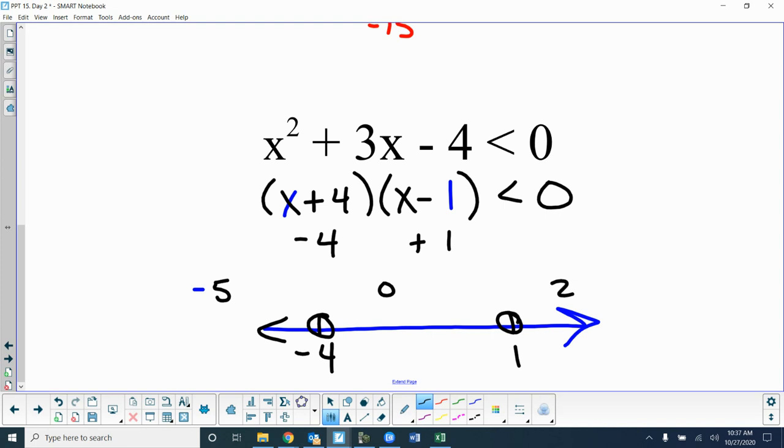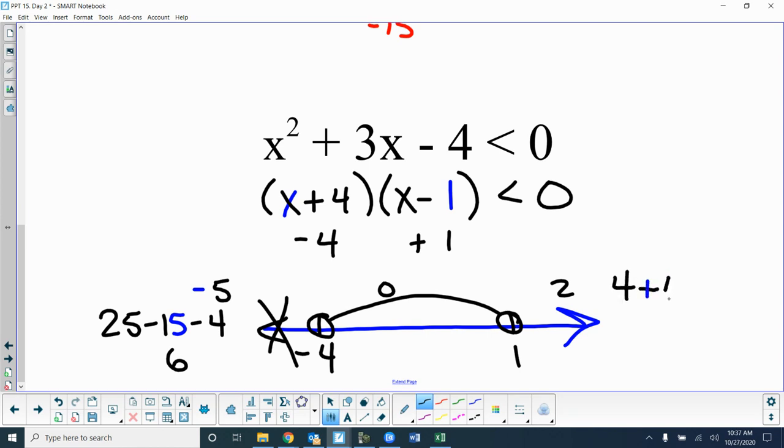So -5 squared is 25. 3 times -5 is -15 minus 4. So 10 minus 4, that would be 6. That's not less than 0, so that didn't work. 0 squared is 0. 3 times 0 is 0. Minus 4 is -4. That is less than 0. And then 2 squared is 4. Plus 3 times 2, 6 is 10. Minus 4 would be 6. And that's not less than 0.